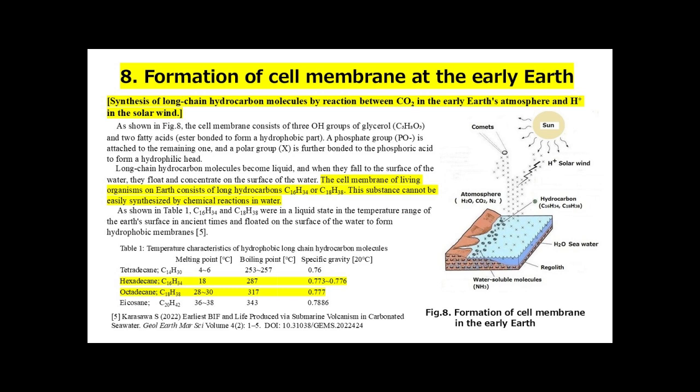The cell membrane of living organisms on Earth consists of long hydrocarbons C16H34 or C18H38. This substance cannot be easily synthesized by chemical reactions in water. As shown in Table 1, C16H34 and C18H38 were in a liquid state in the temperature range of the Earth's surface in ancient times and floated on the surface of the water to form hydrophobic membranes.